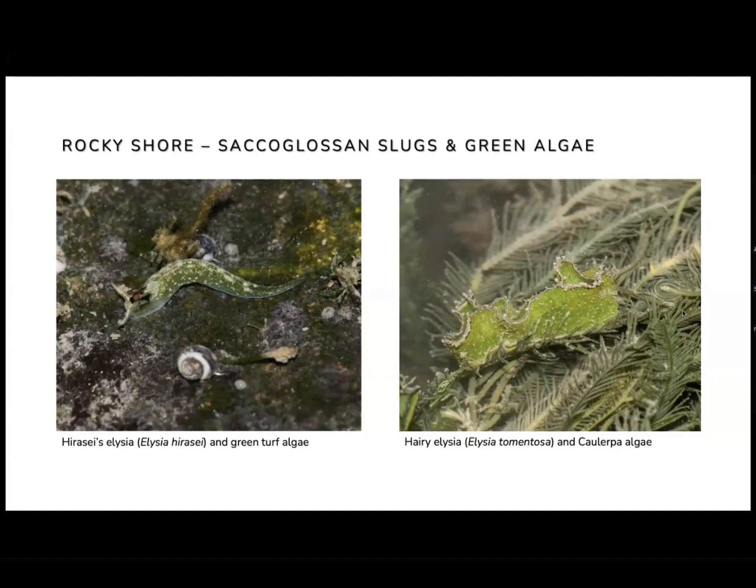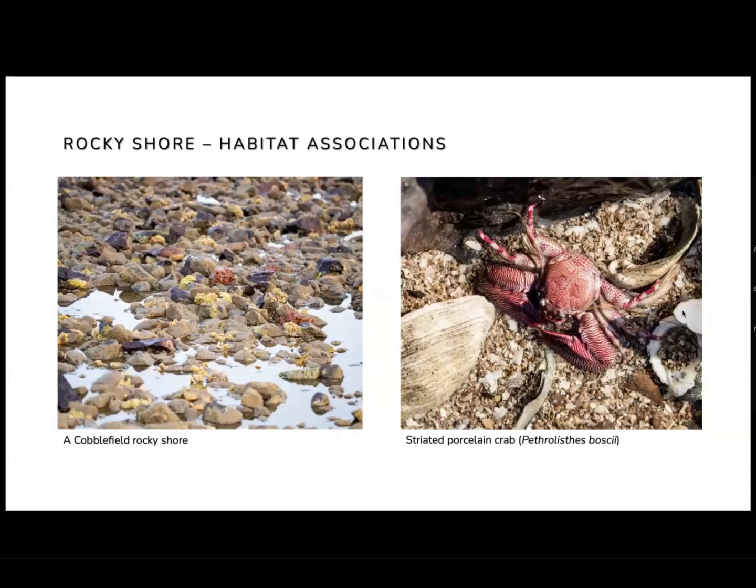And if you look at a pool and you have Caulerpa algae, there's a good chance that you will see Alicia tomentosa, though those are seasonal in Mumbai and will not be seen across the year. And if you look at a cobblefield rocky shore, these are usually shores which have small to medium-sized boulders on a largely sandy surface. And there are good chances that you will find porcelain crabs and other small crustaceans which love hiding in the crevices.